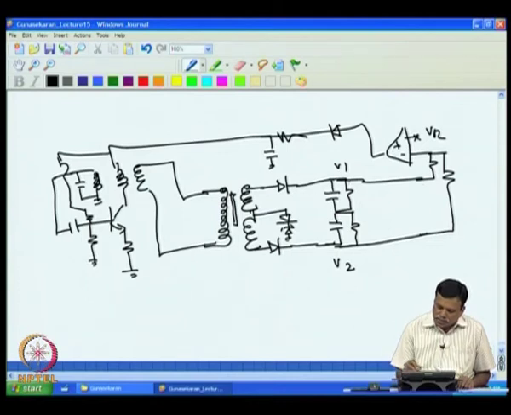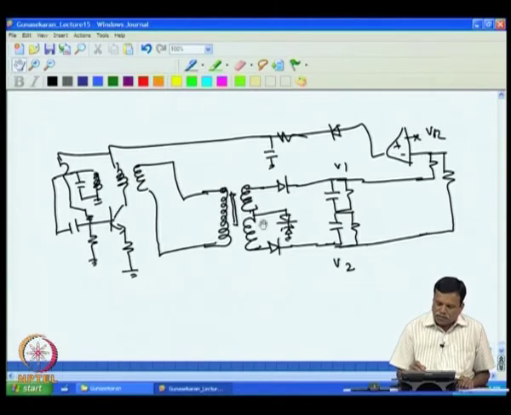If they take the LVDT, and the LVDT core moves, then we know that V1 and V2 will change, and then we add this and find V1 plus V2 here and compare it with the reference. If V1 plus V2 goes more than the reference, then the output voltage comes down. That reduces the amplitude of the oscillation, and that makes V1 and V2 come down, to make V1 plus V2 always equal to VR.